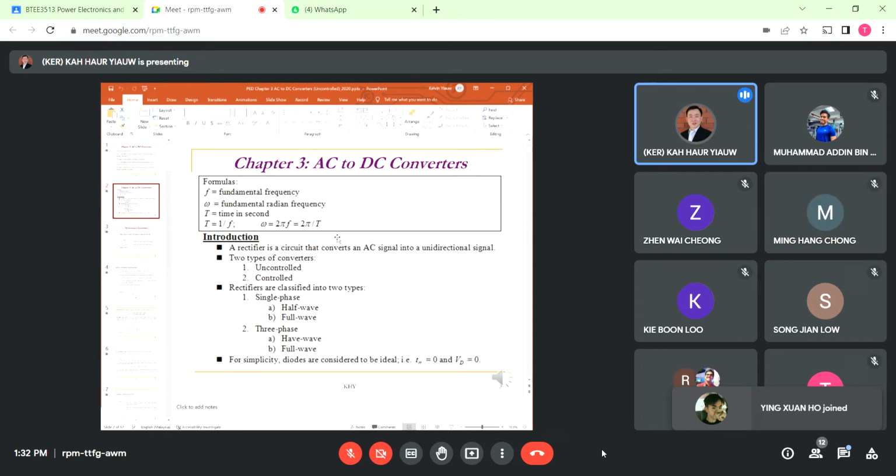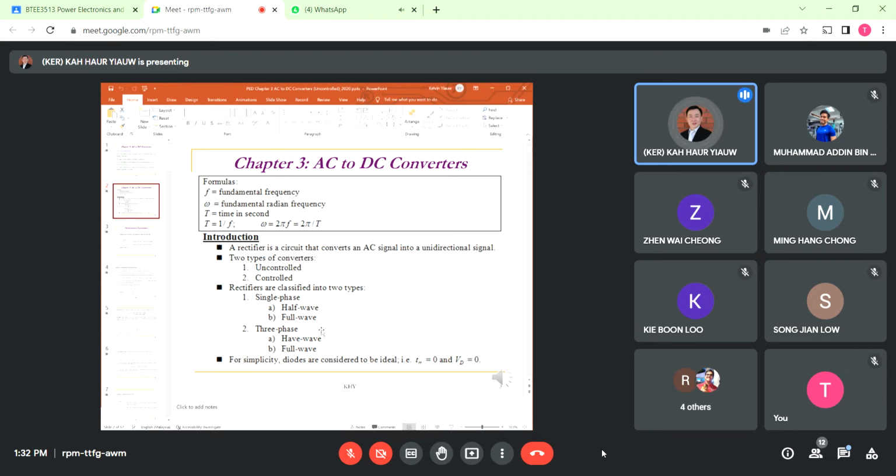Right. So in this chapter here, you will also see that we are going to look into the uncontrolled type. Uncontrolled type normally is covered under this chapter 3. The controlled type will be covered under chapter 4. Similarly, we will also look into the single phase system and also the 3-phase system.